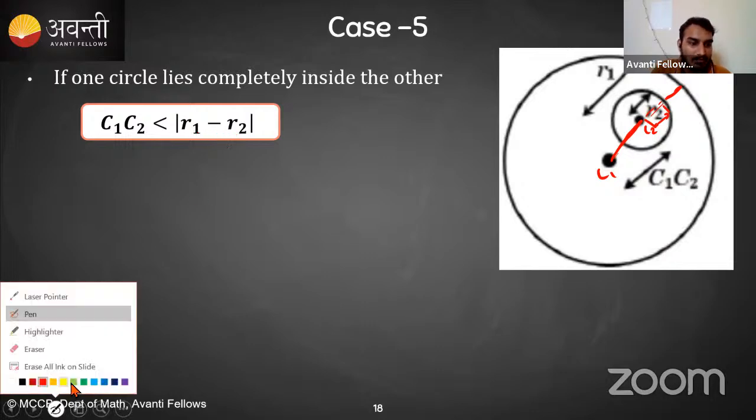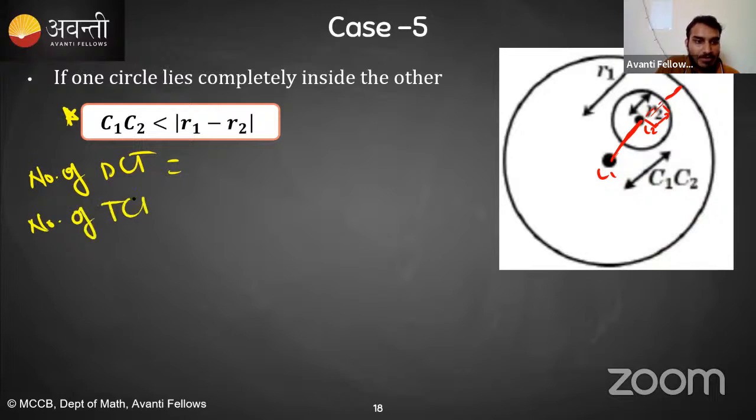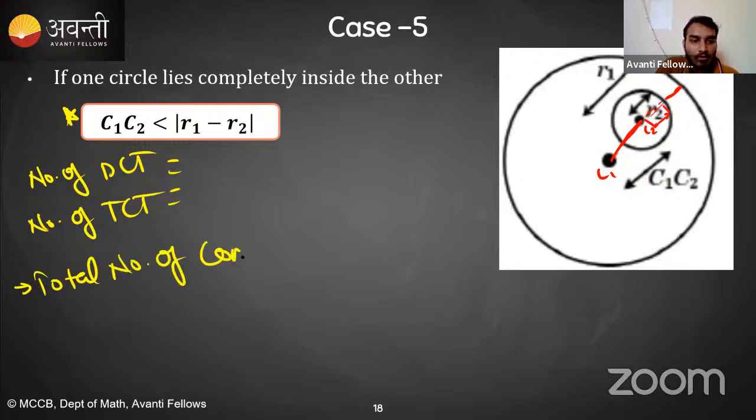Okay, if it is clear, then this is again a very important condition. Then can anybody tell me the number of direct common tangents, the number of transverse common tangents, and the total number of common tangents? Anyone in the chat box? 0. Yes, very good. So there would be no direct common tangent.